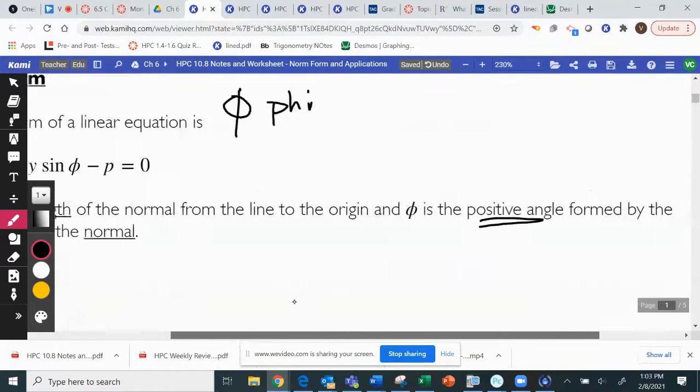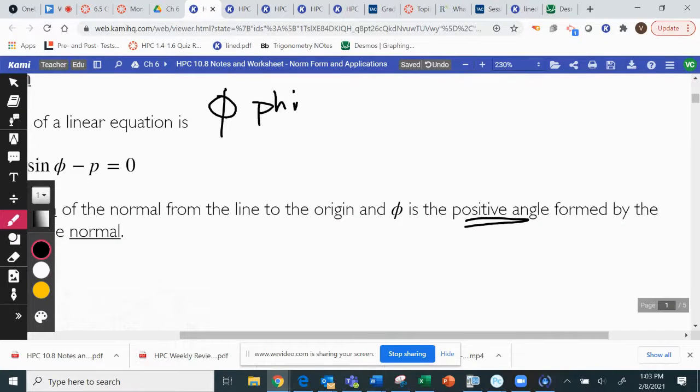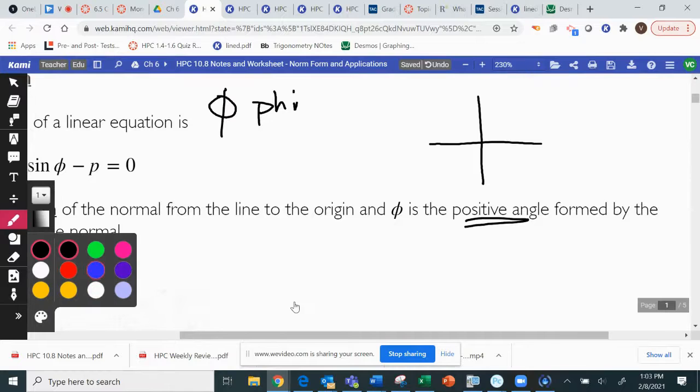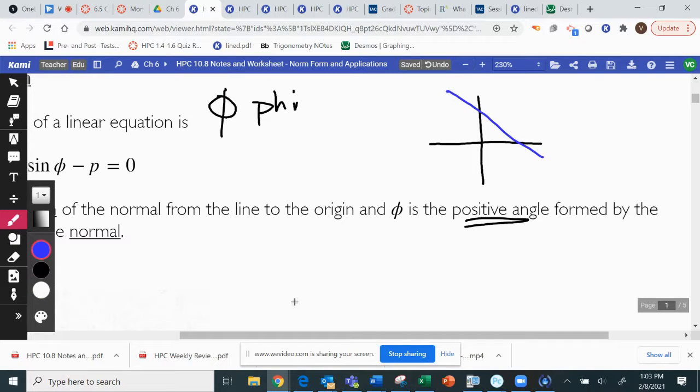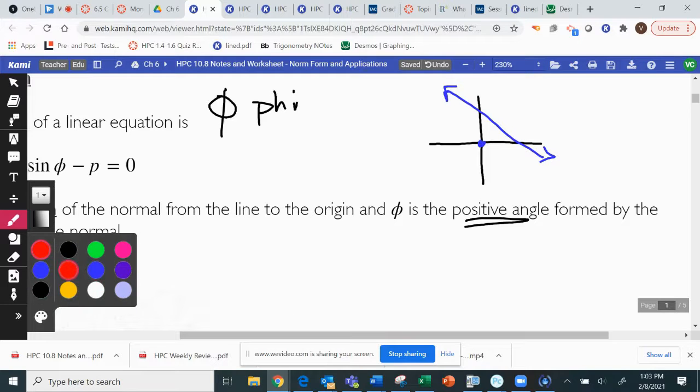I do want to make a comment about distance, as you haven't taken geometry for a while. So if this is the line and this is the origin here, could this be the distance? Could that be the distance?